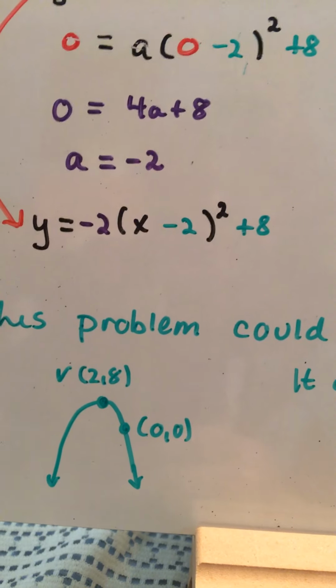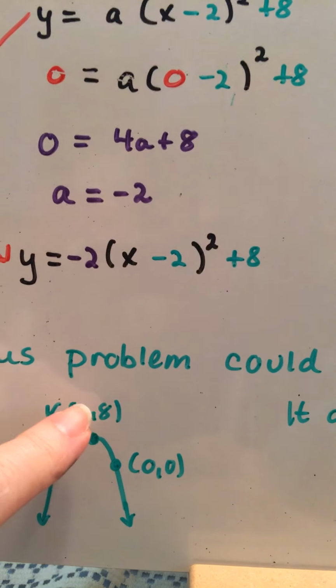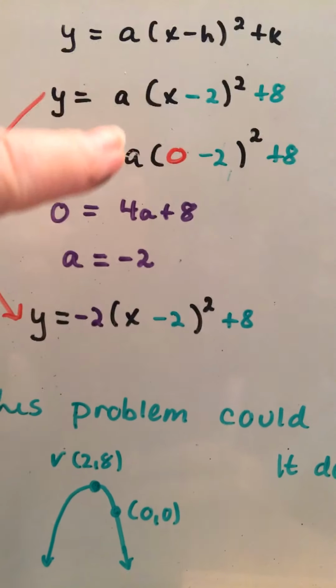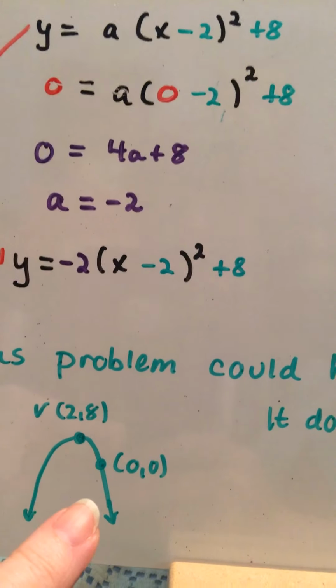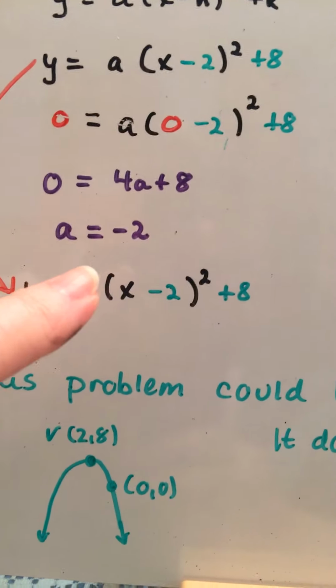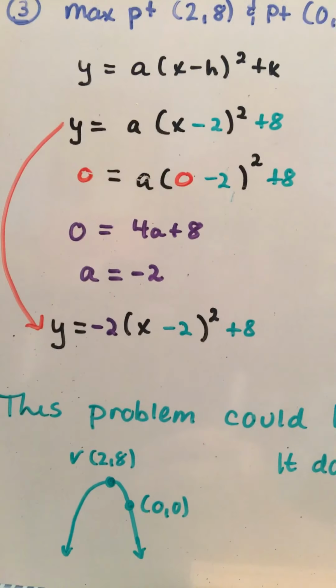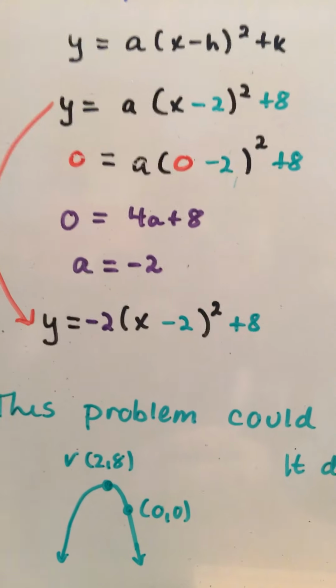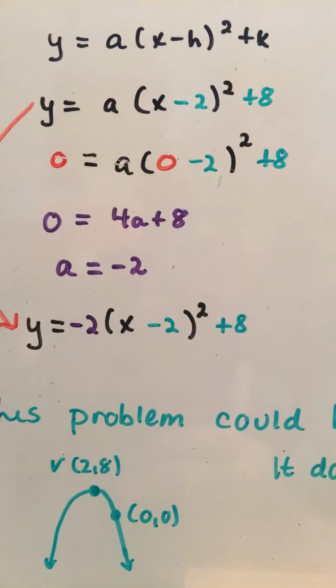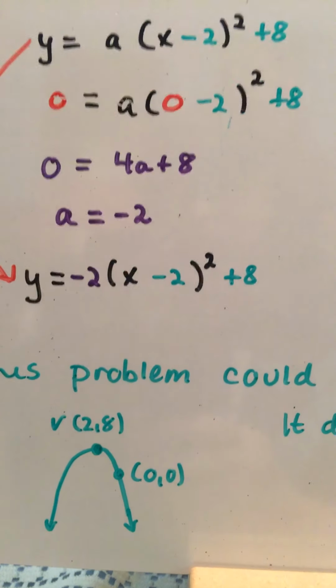I could have done it this way. They tell me, oh, I've given you the vertex. So notice I plug it in. Here's the spare point. There it is. I get my A and I can get my answer. So they can either give it to you in words and symbols or they can give it to you with a graph.